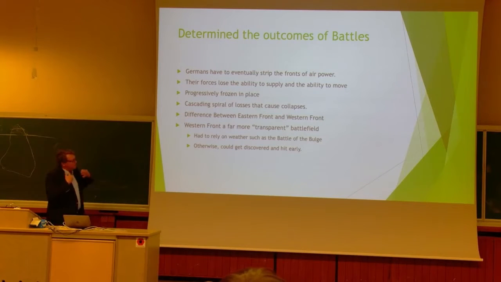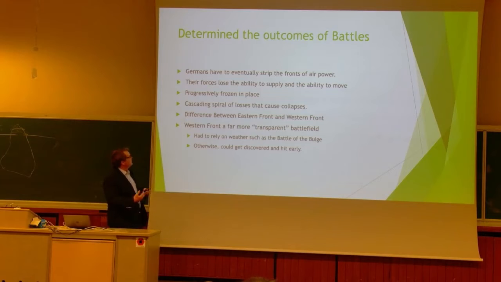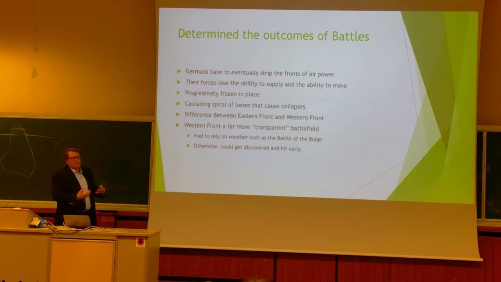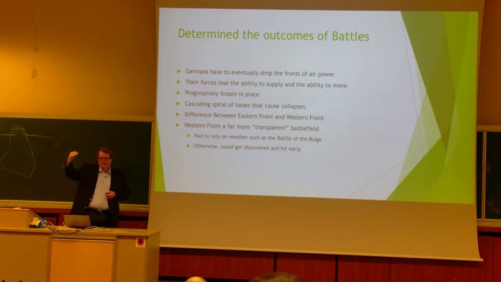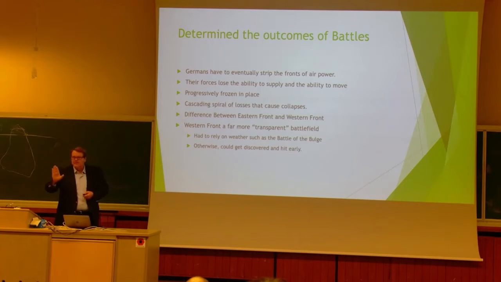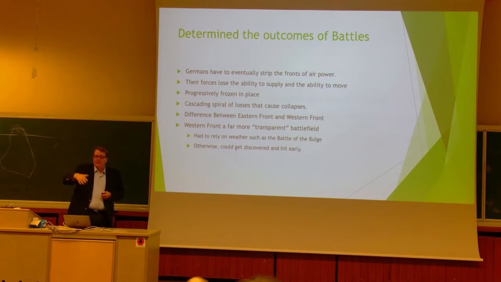It progressively freezes the German army in place and causes a cascading spiral of losses. In fact, if you look at German losses in '44, they're about 4 to 5 times the soldiers' losses of '42. German losses are just staggering. They lose more, I think, in '45 than they lose in all of '43. So it's not like you have a steady state. German losses accelerate massively as the war goes on, and I would argue they accelerate massively because their troops have no air power. They are fighting a war where their enemies have air power.